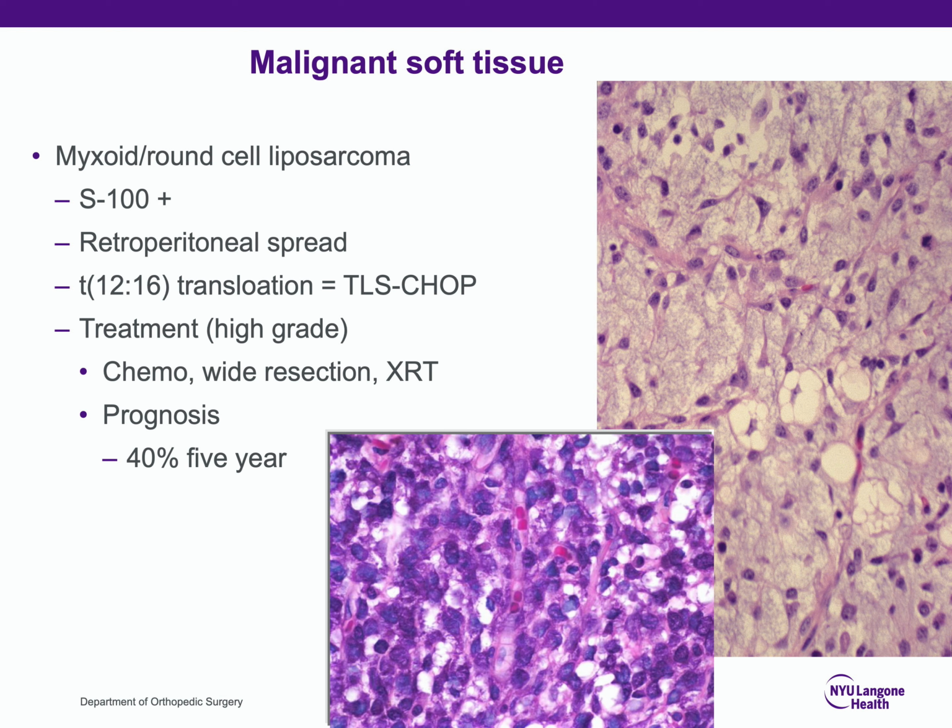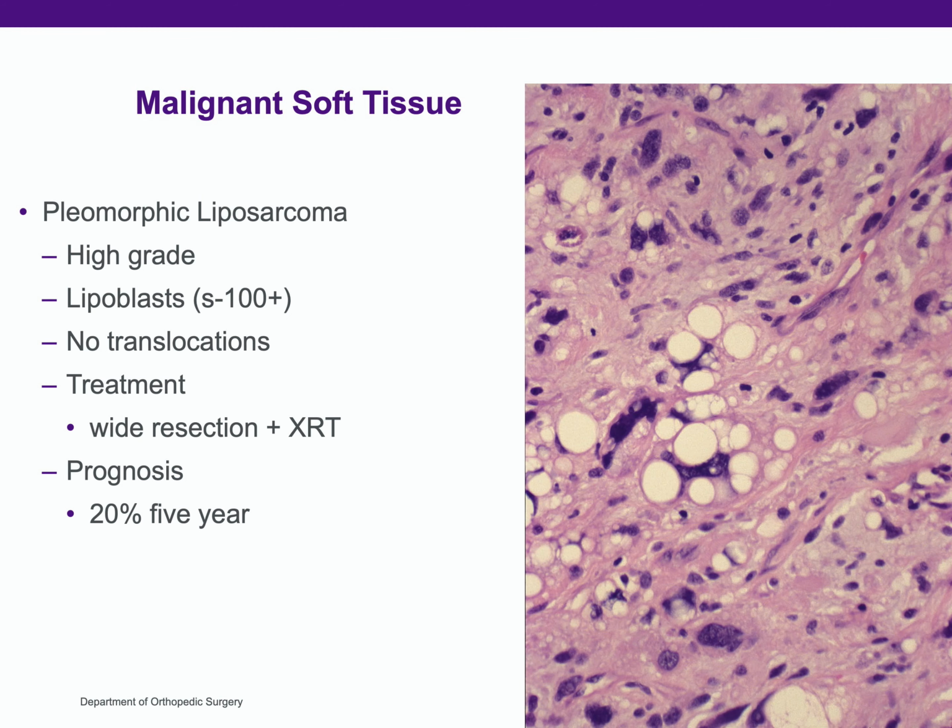Translocation leads to TLS-CHOP protein, which has research implications, but also more importantly for you, it has diagnostic implications in terms of pinpointing the diagnosis. Treatment, similar to everything: chemo maybe for refractory or metastatic cases, but wide resection or radiation treatment.